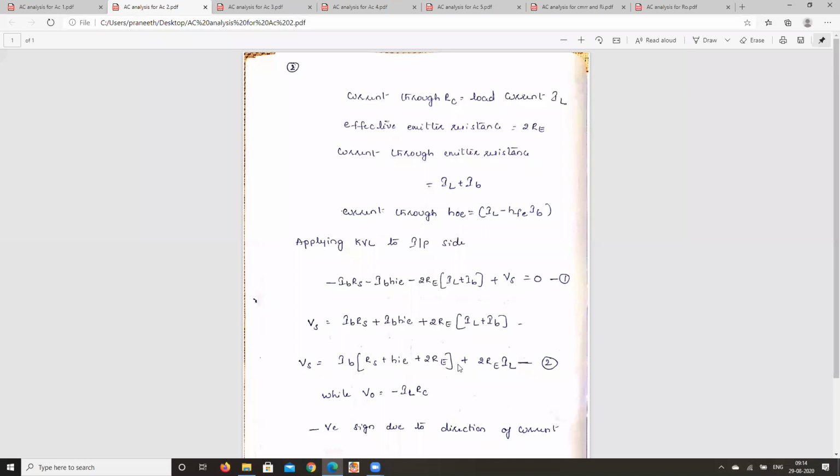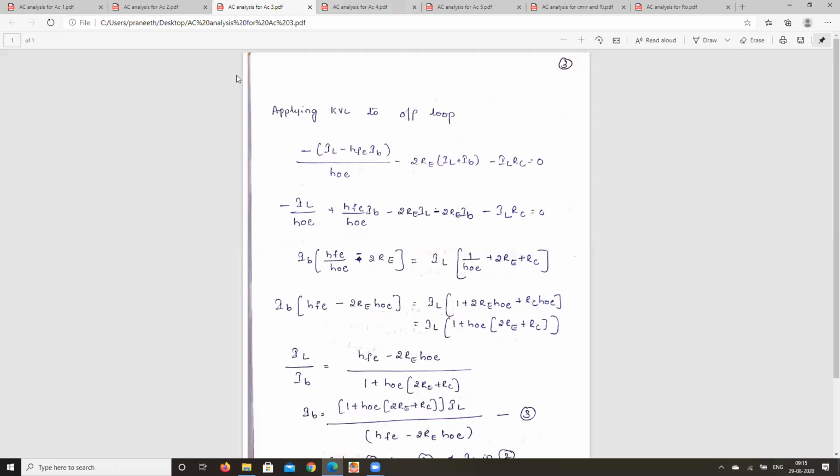In this expression we combine all the IB terms, so we get IB into (RS plus HIE plus 2RE) plus 2RE IL. Just keep this expression aside. From the circuit we know that V naught equals minus IL RC, as the current direction is opposite, so we get the negative sign. Coming to the next step, we apply KVL to the output loop.